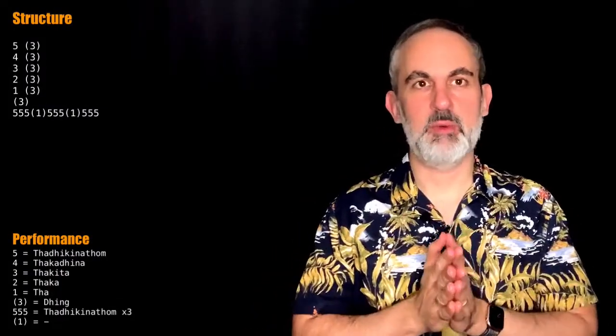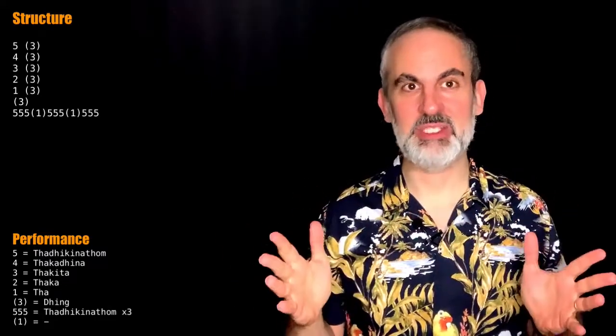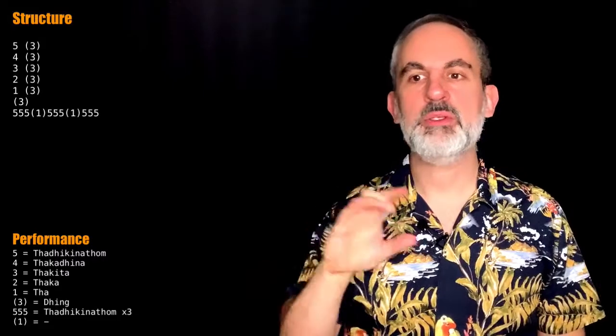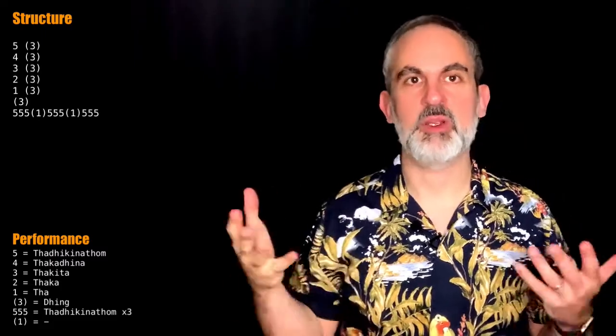I like to start looking at compositions first with the structure, but today's structure has nothing changed from yesterday. So this is the same structure that we have: a phrase for 5, then a gap for 3, phrase for 4, gap for 3, etc., all the way until the last line, where we have 5-5-5, 1, 5-5-5, 1, 5-5-5. That's a very common tirmana.